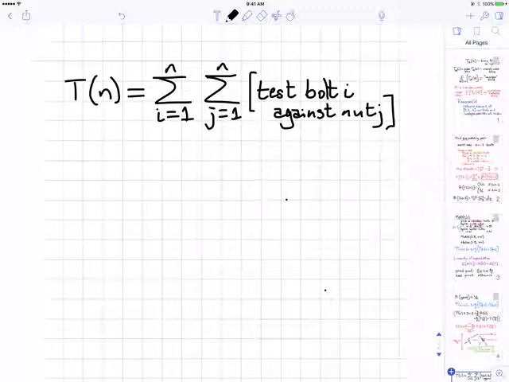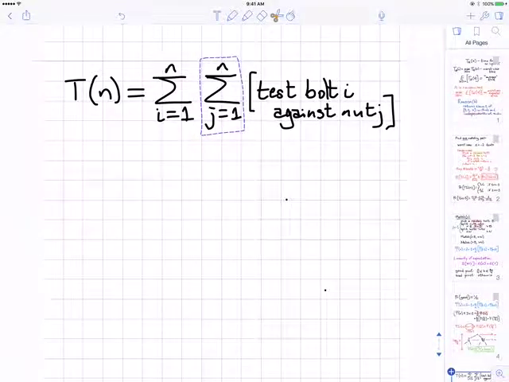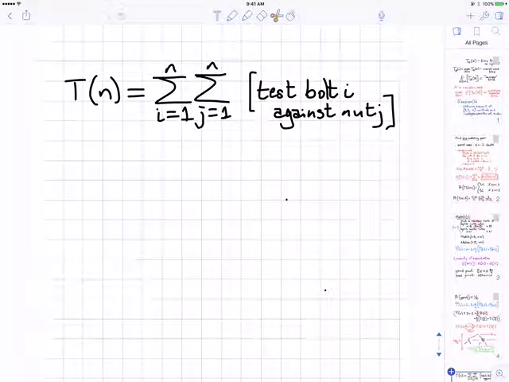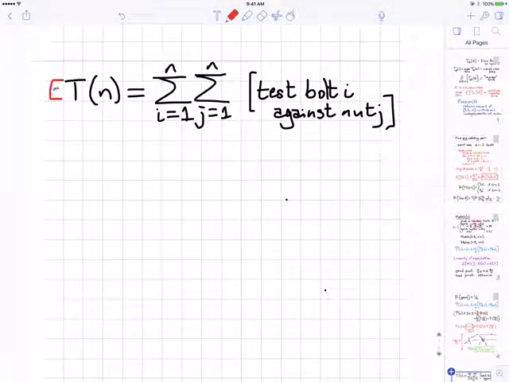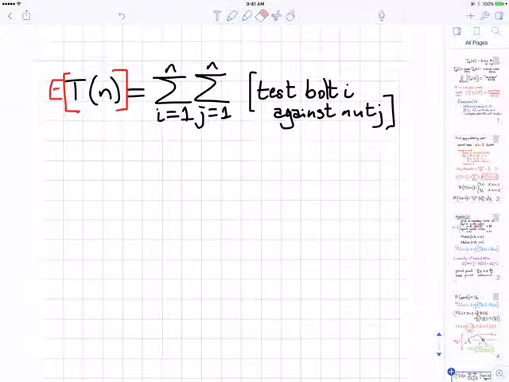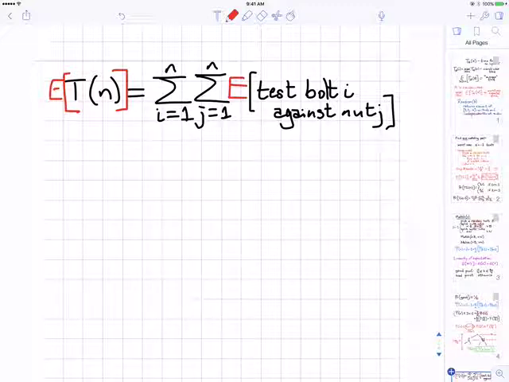And I sum all those up. Okay. But now remember, I'm interested not in a particular run of the algorithm, but rather in the expected behavior of the algorithm. Okay. Remember linearity of expectation? The expected value of a sum is the sum of expected values. So I want the expected value of this 0, 1 variable.